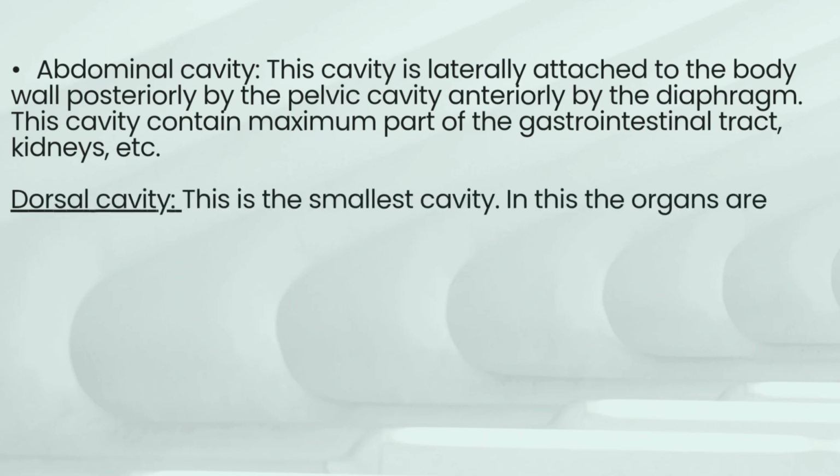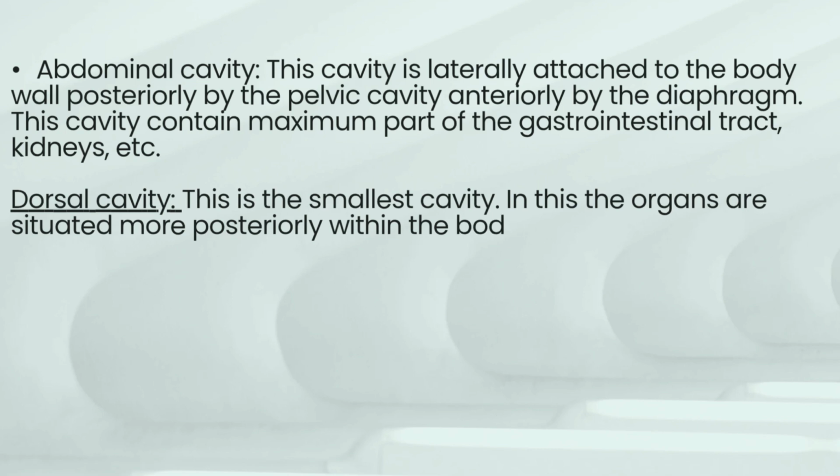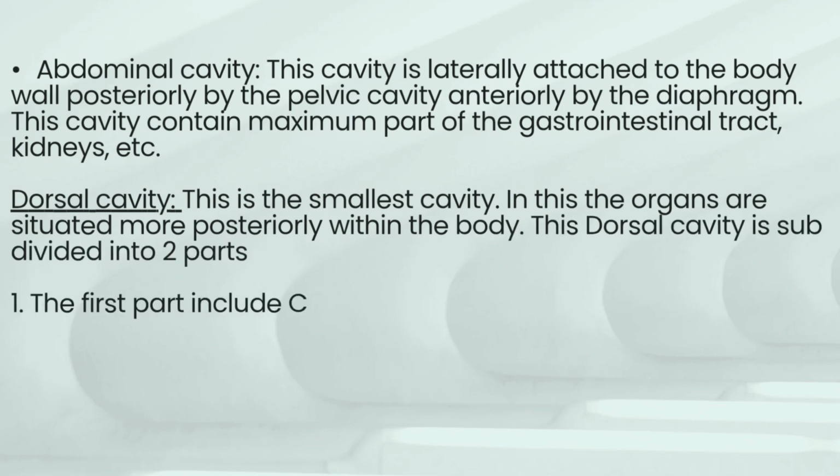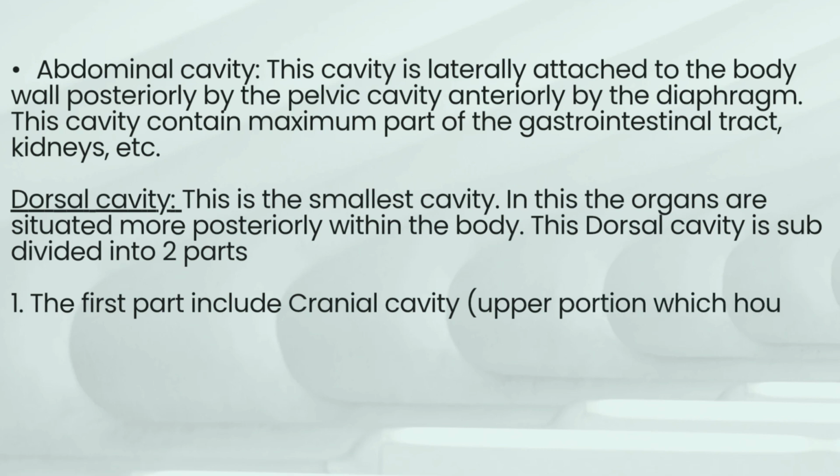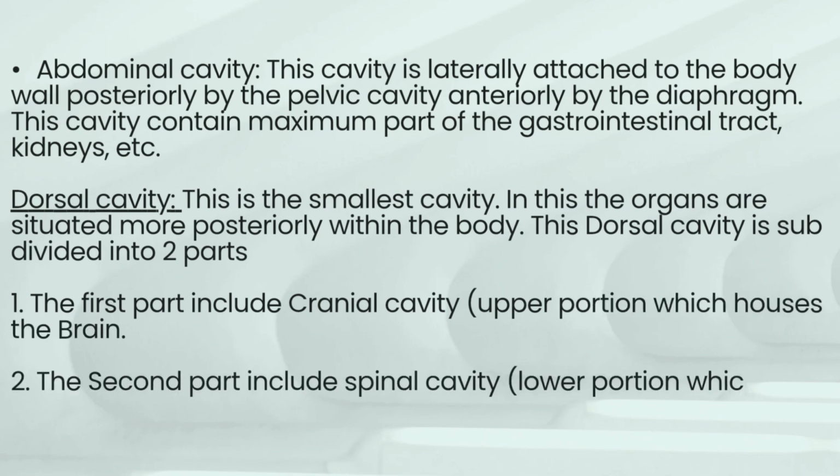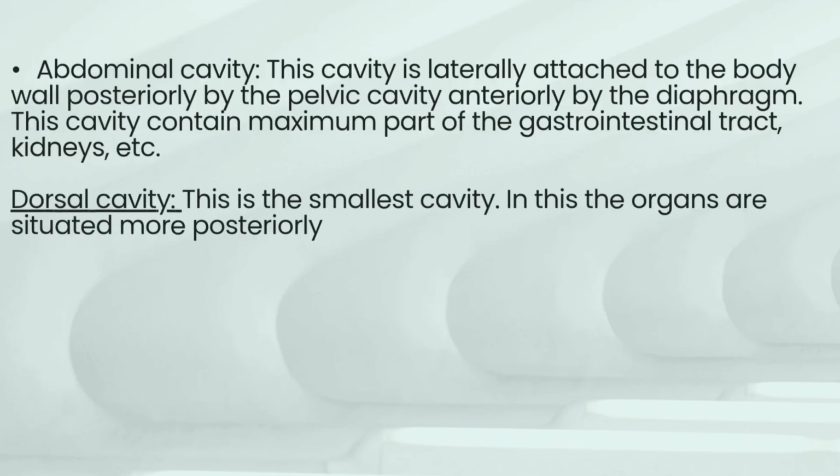Dorsal cavity. This is the smallest cavity. In this the organs are situated more posteriorly within the body. This dorsal cavity is subdivided into two parts. One, the first part includes the cranial cavity, the upper portion, which houses the brain. Two, the second part includes the spinal cavity, the lower portion, which houses the spinal cord.